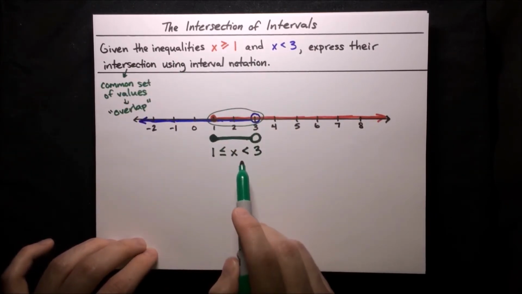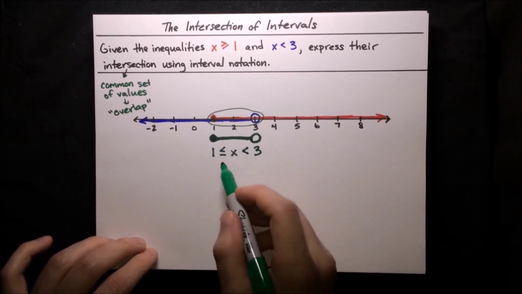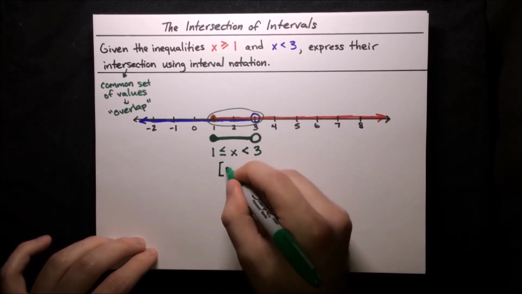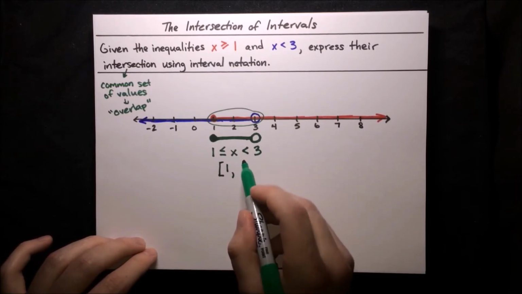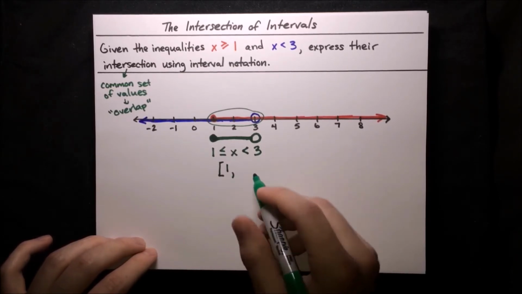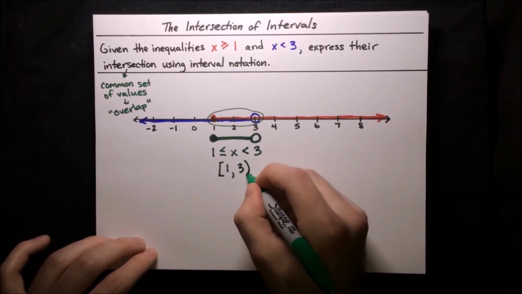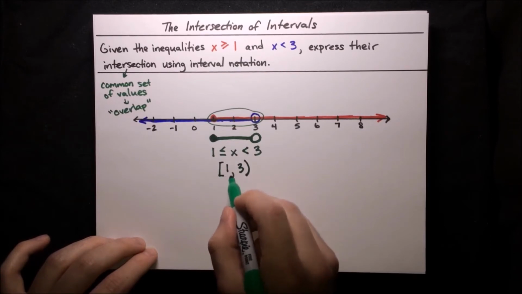Now we just need to turn this into interval notation. Remember, with interval notation, whenever we have an or equal to, we use a bracket. So we'll have a bracket, then 1, comma, and then whenever we have a not equal to, just strictly less than or greater than, we have a parenthesis. So 1, 3, and then parenthesis around the 3. So there is our intersection using interval notation.